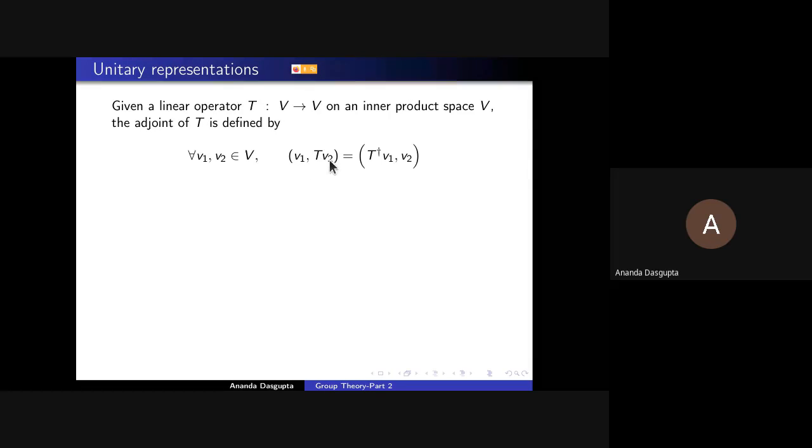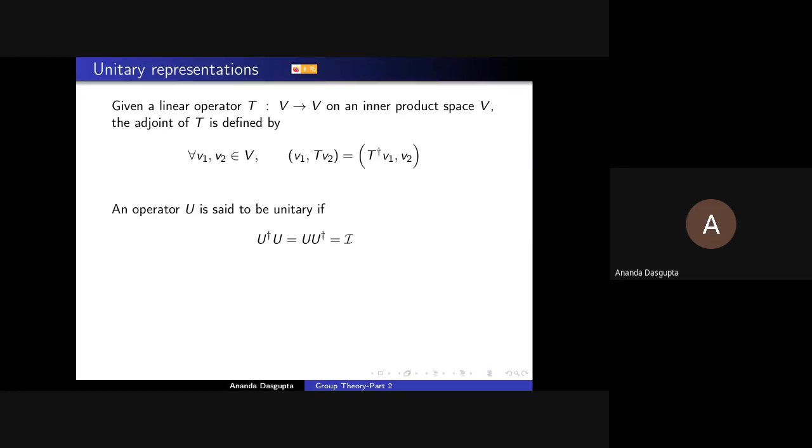If T acts on V2 and you take an inner product with V1, if you move the operator from the right to the left, you get a new operator acting on V1. That's called the adjoint, T dagger. So T dagger is defined to be that new operator such that the inner product of T dagger V1 with V2 is always the same as the inner product of V1 with TV2. And of course, adjoint operators are extremely important in quantum mechanics, but they are important all over mathematics.